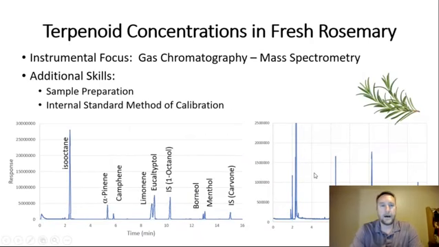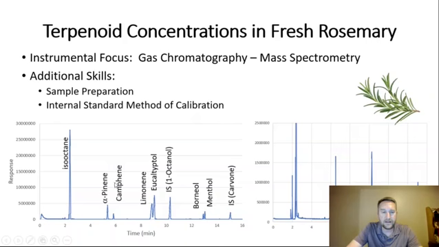We really had a lot of fun when we got to the section on chromatography. When we were doing the gas chromatography component, what the students did was to extract terpenoids from fresh rosemary, and then to quantify those terpenoids in the rosemary extract. So sample preparation was a focus of this.